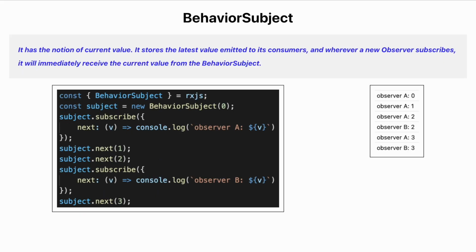BehaviorSubject. It has the notion of a current value. It stores the latest value emitted to its consumers, and whenever a new observer subscribes, it will immediately receive the current value from the BehaviorSubject. For example, here we are creating an object of BehaviorSubject and assigning the initial value 0. The first subscriber subscribes and gets the initial value. Then we are feeding the values 1 and 2. When the second subscriber subscribes to the subject, it receives the value 2, even though it subscribed after feeding the value 2.